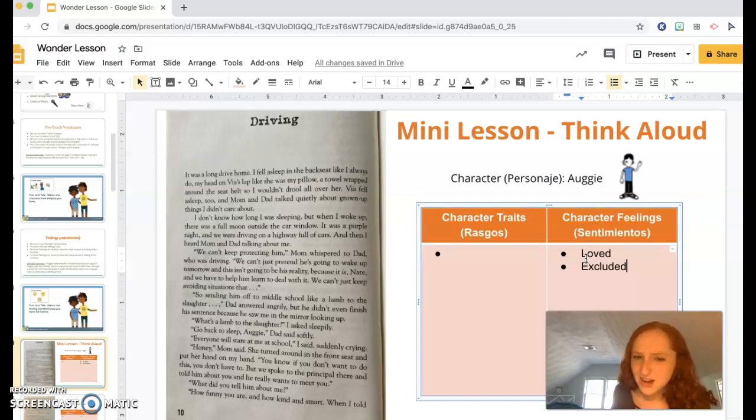"What's a lamb to the slaughter?" I asked sleepily. "Go back to sleep, Augie," said Dad softly. "Everyone will stare at me at school," I said, suddenly crying.